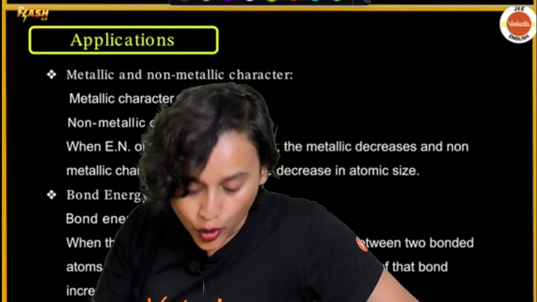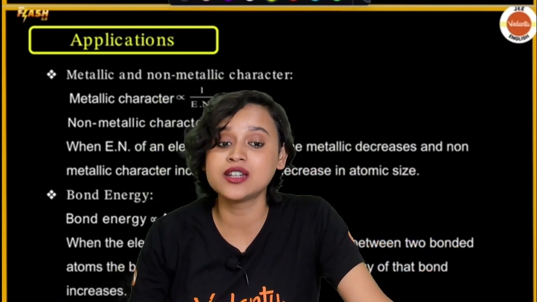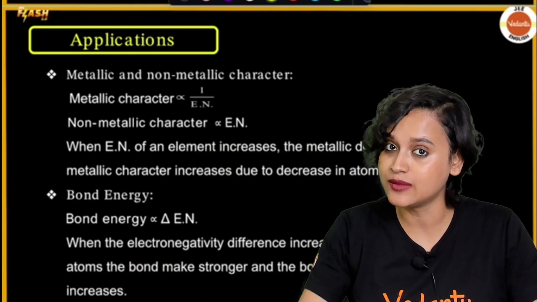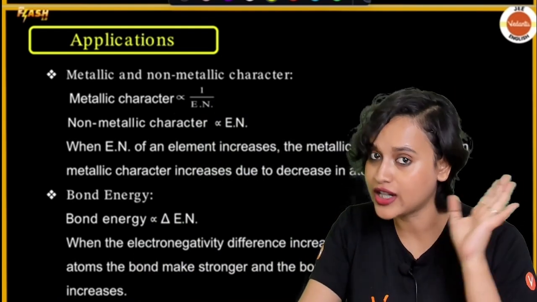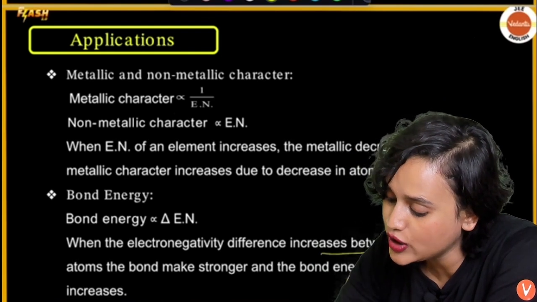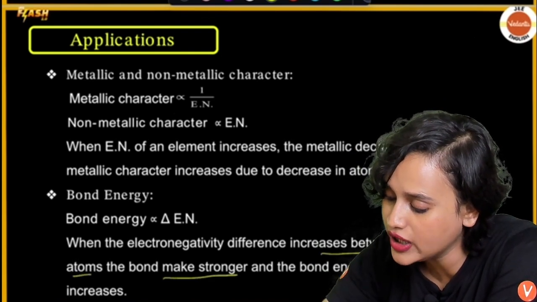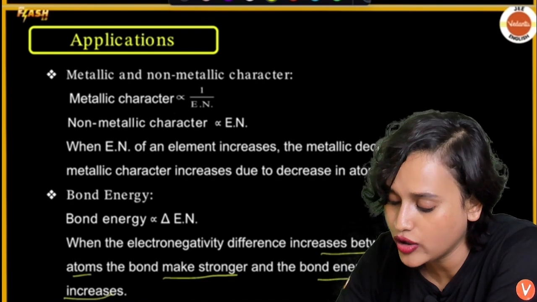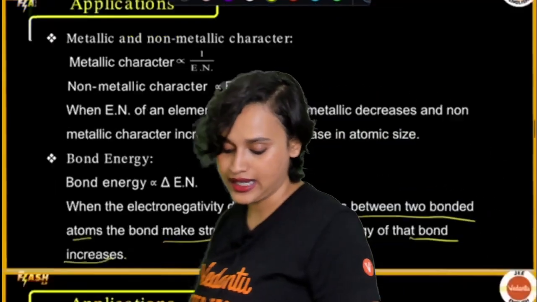Now, bond energy is directly proportional to electronegativity, guys. More is the bond energy, more will be the electronegativity. And when the electronegativity difference increases between two bonded atoms, the bond becomes stronger and the bond energy of that bond also increases. Cool?